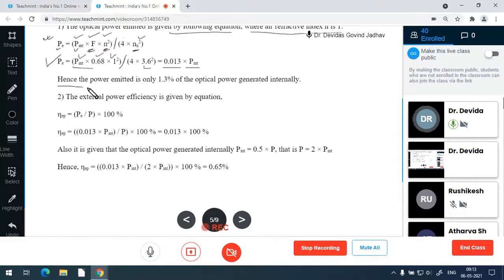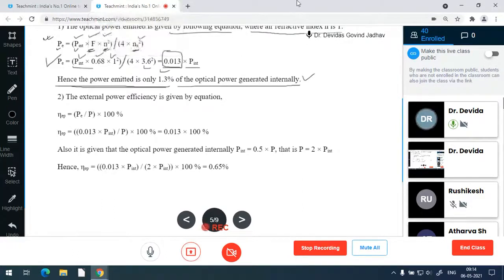Hence, power emitted is 1.3%. If this fraction is multiplied by 100, it goes into percentage. So if 0.013 is multiplied by 100, it becomes 1.3. So hence the emitted power is only 1.3% of the optical power generated internally. This is the answer. It is the fraction of the optical power generated internally.